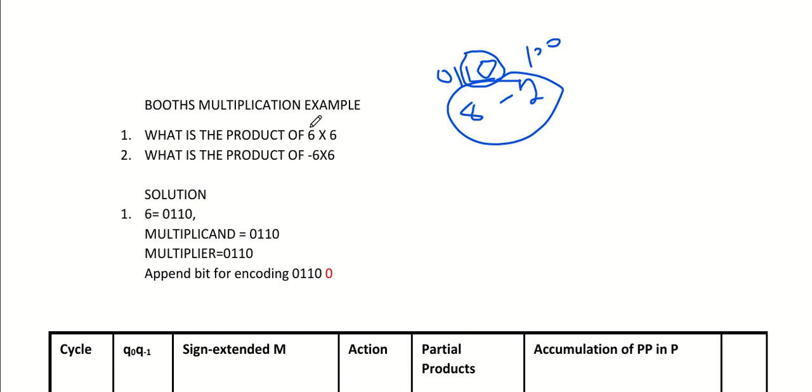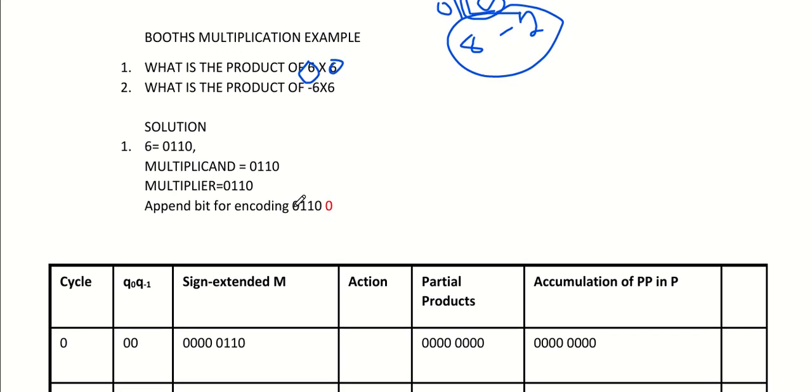So for example, for the first question, they said we should do 6 times 6. Now here's the solution. So we start with this. 6 is equivalent to 0110. I'm sure you can do that conversion. And so our multiplicand is 6 and our multiplier is also 6 because we are doing 6 by 6. Don't worry, bad choice of numbers. Probably change it next time.